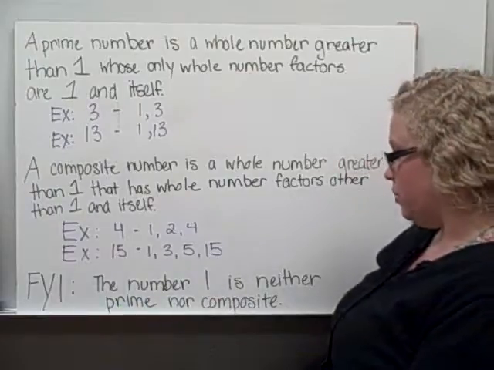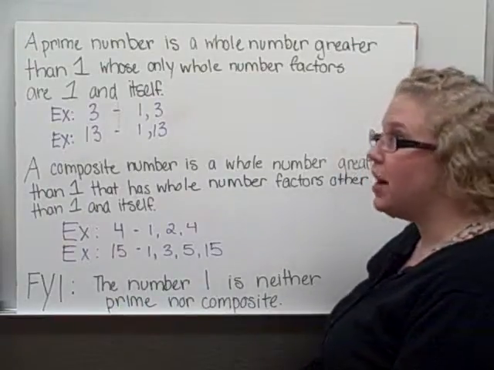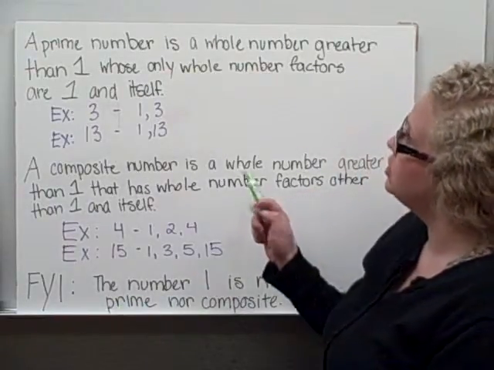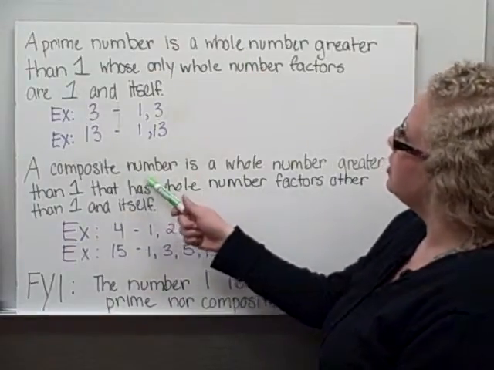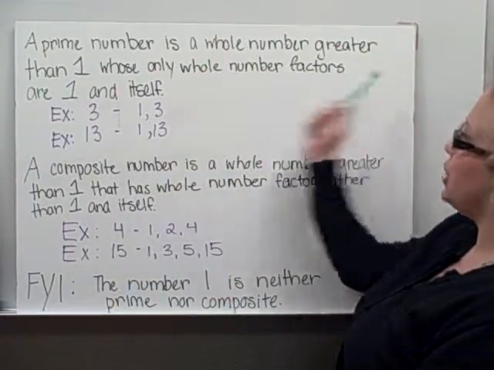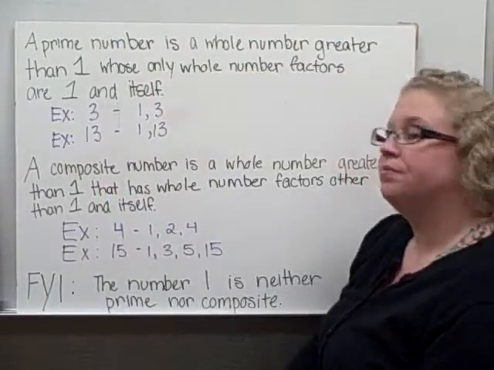Just so you know, the number 1 is neither prime nor composite, and if you look at these definitions, a prime number and a composite number both have to be whole numbers greater than 1. Remember.